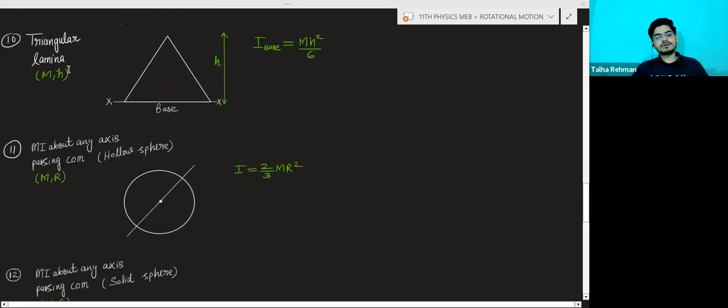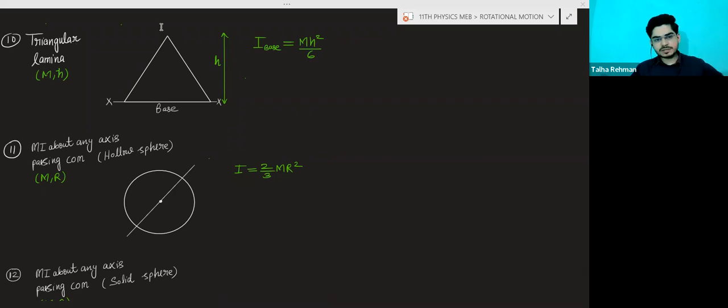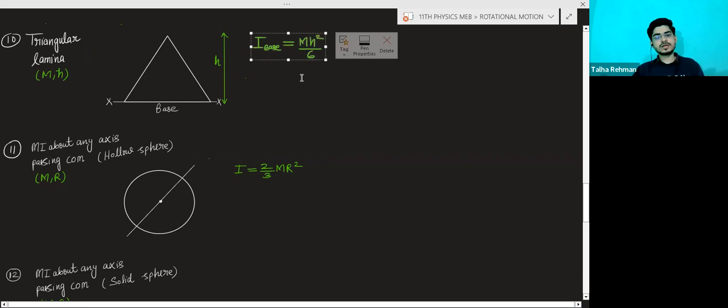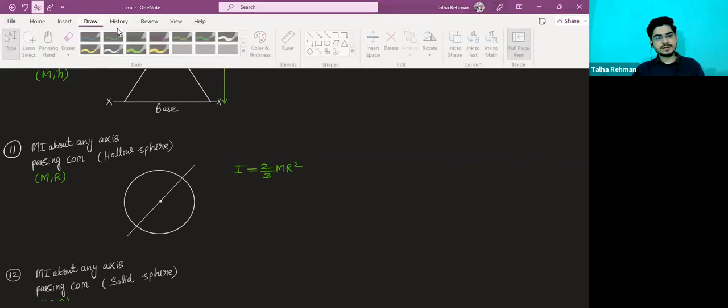So there is one triangular lamina. A triangular lamina is also a two-dimensional object, and it will have an area. If the height, the altitude of this triangle, is h, and this is the base, then about the base the moment of inertia will be M h square by 6. Okay, M h square by 6. So write down this also.